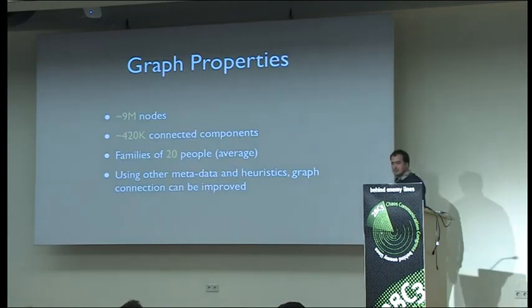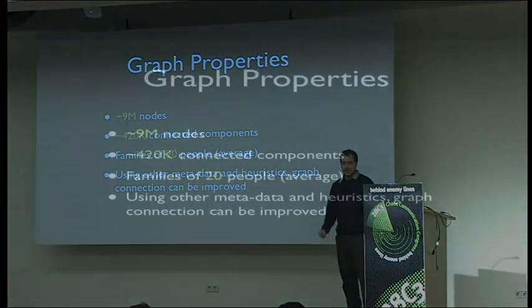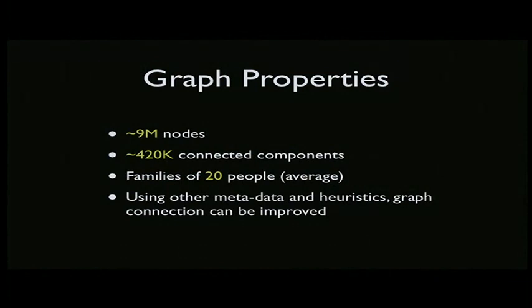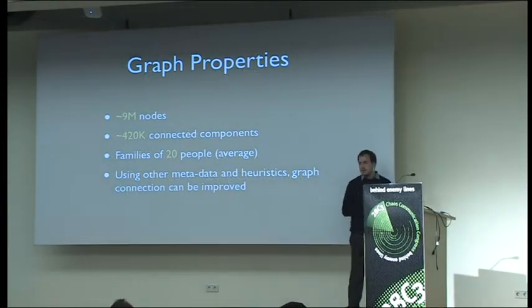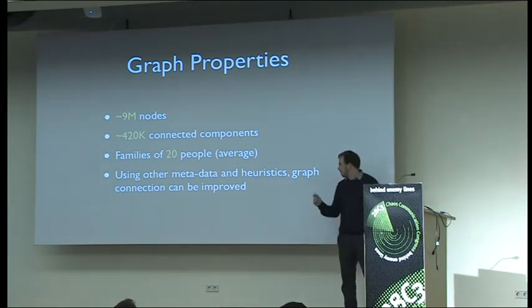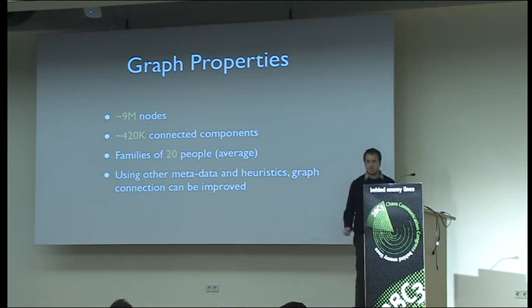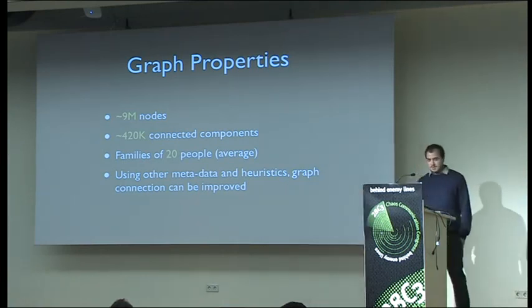Okay, so what does this graph look like? Like I said, we have approximately 9 million nodes, and using only the strict foreign keys that we use, we get approximately 420,000 connected components, which if you divide it by the nodes, is an average family size of 20 people. So essentially, using this data only, we can build a graph of families of up to 20 people and then span relationships from there. It's interesting to note that the graph connectivity can be much stronger if you use other metadata and other heuristics, which I won't go into now because we don't have time, but this connectivity can definitely be improved, and then you can span relationships further apart. So that's about building a graph.